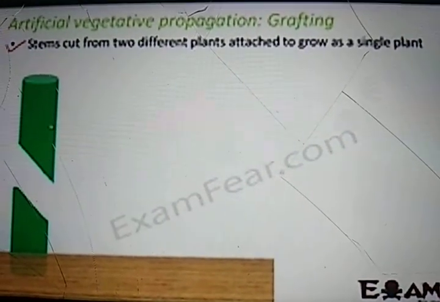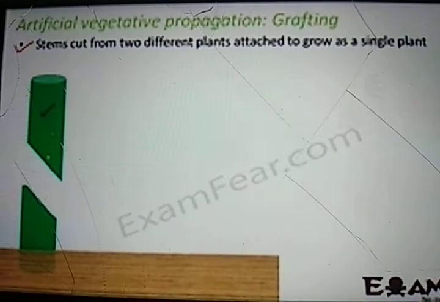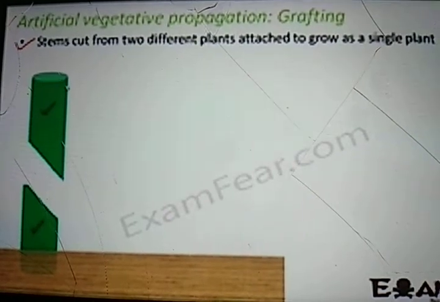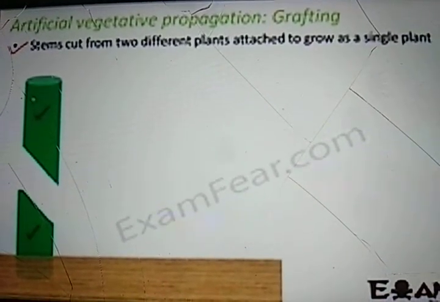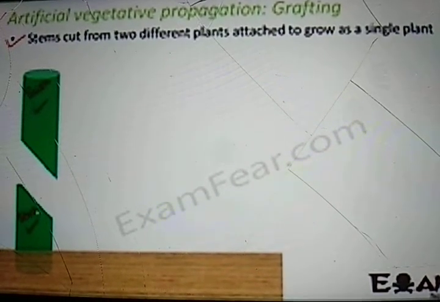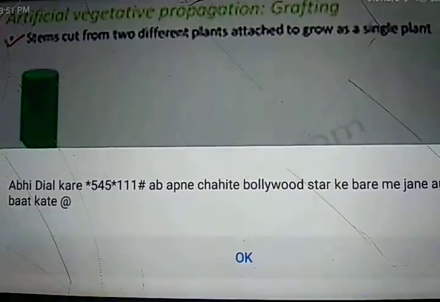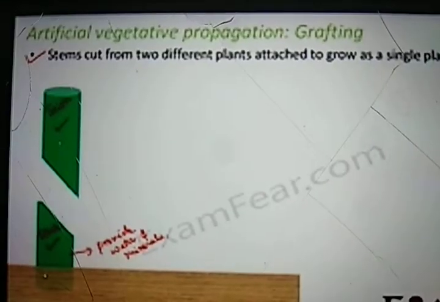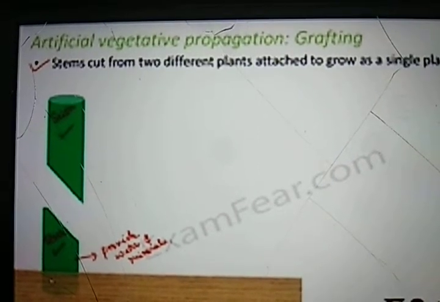Let us see that these are two parts taken from two different plants. This is the stem from one plant. This is the stem from another plant. The part which is taken from one plant is called the scion. And the part which is taken from another plant is called the stock, and it provides water and minerals to the plant. So this part is responsible for providing water and minerals to the plant. So this stock and scion together make a new plant.